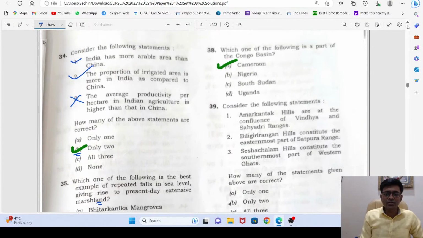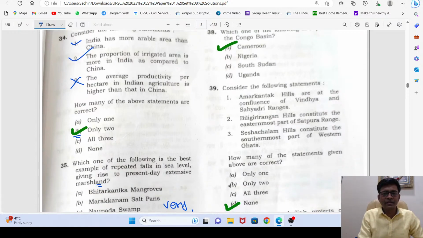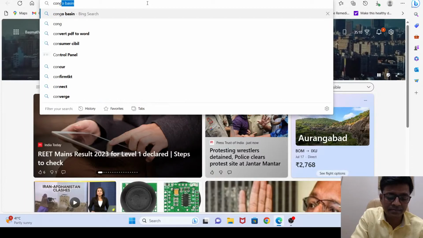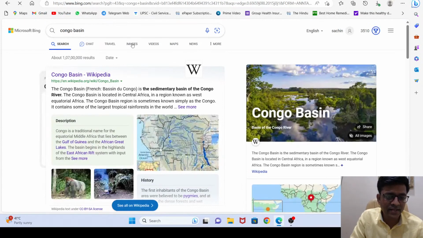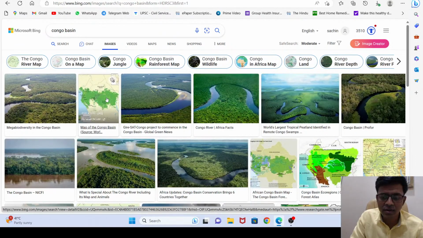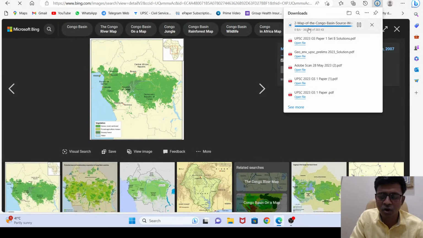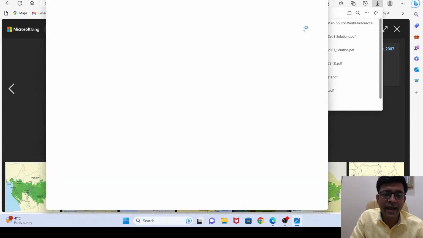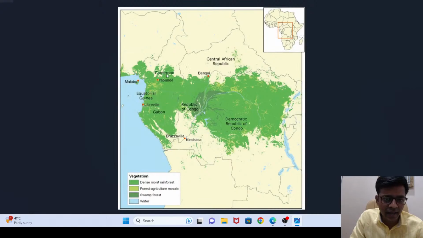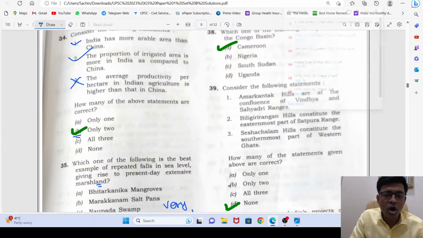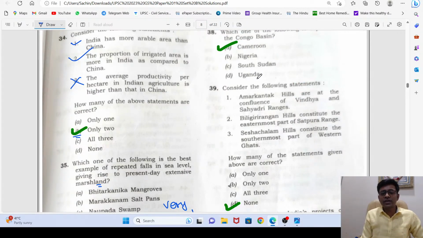Okay. Then next question number 38, Congo Basin. If you check it out, I will show you the Congo Basin. Here you can see this image. In the Congo Basin, which countries are located? Obviously, Democratic Republic of Congo will be there, but along with that, Republic of Congo is there, Gabon is there, and Cameroon is there. In this image, you can see Cameroon, Equatorial Guinea, Gabon, Republic of Congo, and Democratic Republic of Congo, even Central African Republic. But in our question, options include only one, that is Cameroon. Nigeria, South Sudan, and Uganda are not there. So your answer is A.